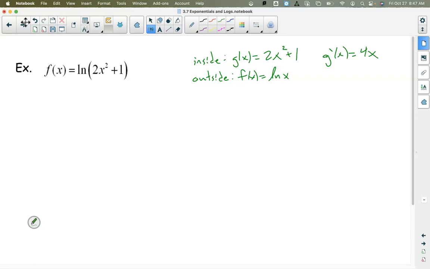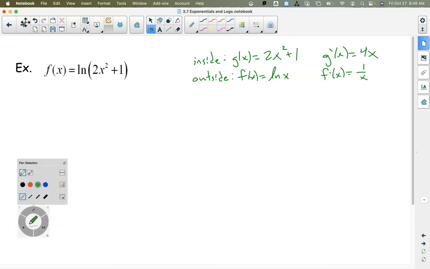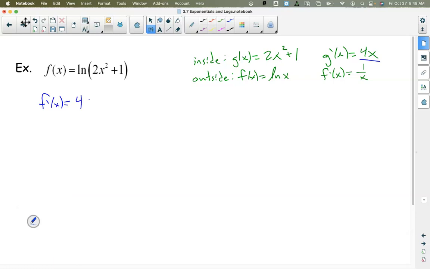4x. What's the derivative of the outside? The derivative of the natural log of x, well, we just said that's 1 over x. So let's put it together. F prime of x is the derivative of the inside, 4x, times the derivative of the outside, 1 over x, but chain rule, what do we have to do?